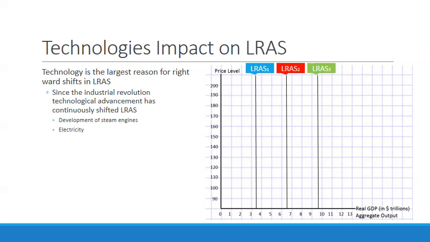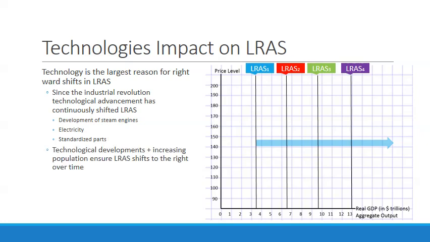Another one, electricity, for example, in the late 19th century, Thomas Edison, his electricity. Now all of a sudden, factories didn't have to work just during the day. They could also work at night. So what do we see? We see a rightward shift in long-run aggregate supply. Standardized parts with Henry Ford, once again, we see a shift. In other words, when we see significant technological advances, we see shifts in aggregate supply to the right, because that allows us to produce more goods. So we see that it's going to shift rightward over time.